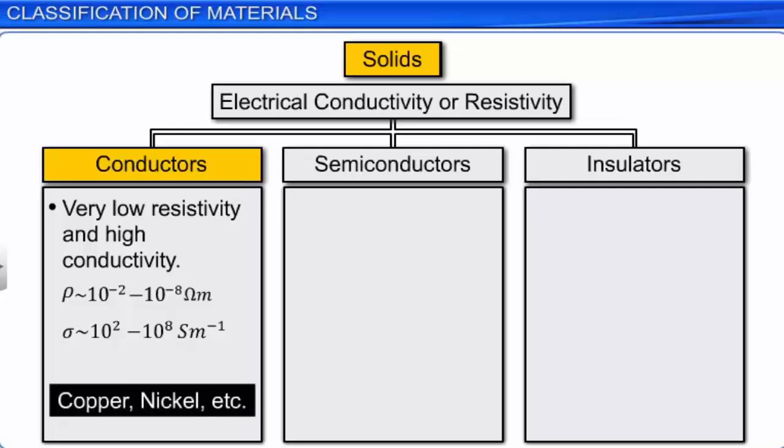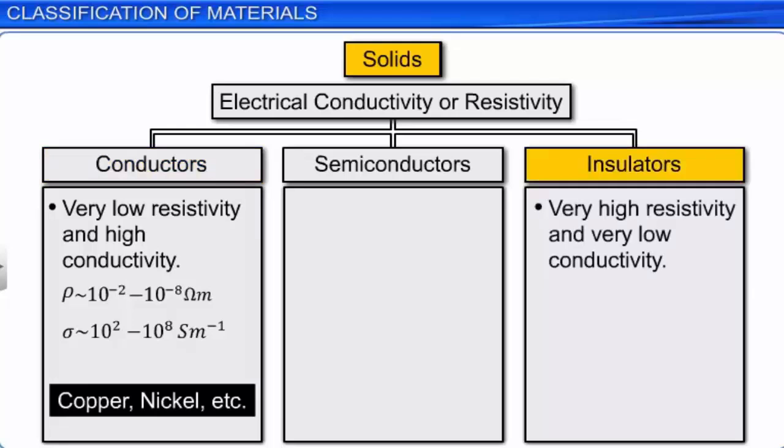Insulators have very high resistivity and very low conductivity. Their resistivity ranges between 10^11 to 10^19 ohm meter. Their conductivity is in the range of 10^-11 to 10^-19 Siemens per meter. Some examples of insulators are wood, rubber, etc.